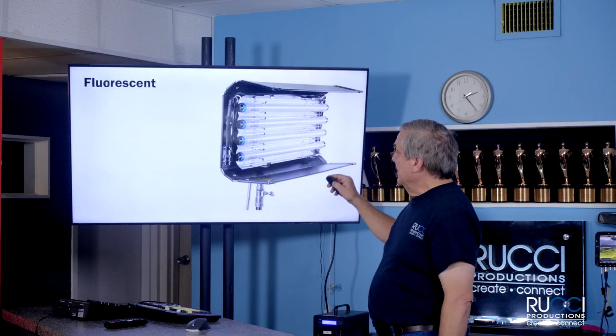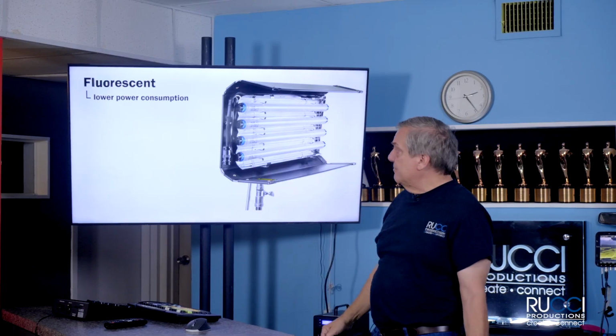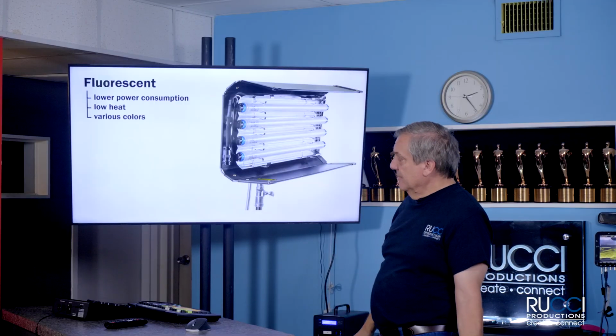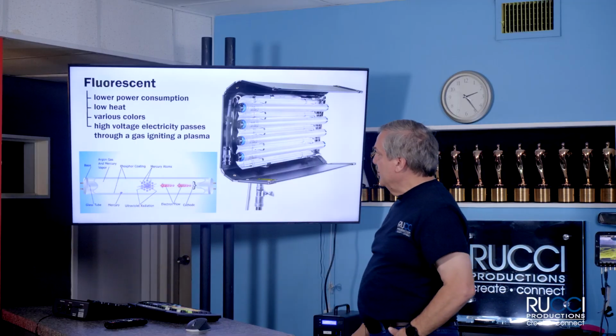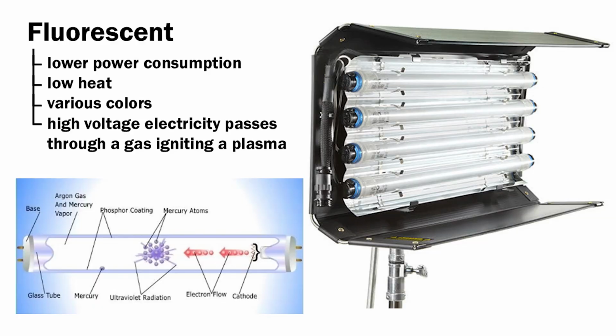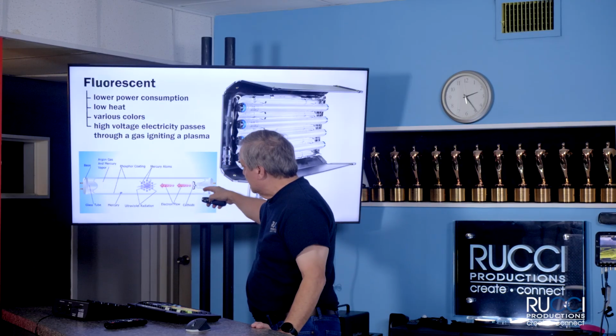Fluorescent is actually a tube full of gas. It uses a lot less power. It's a lot less heat. They can be different colors, and you're actually creating what they call a plasma. You've got a gas. There's a very high voltage electricity.